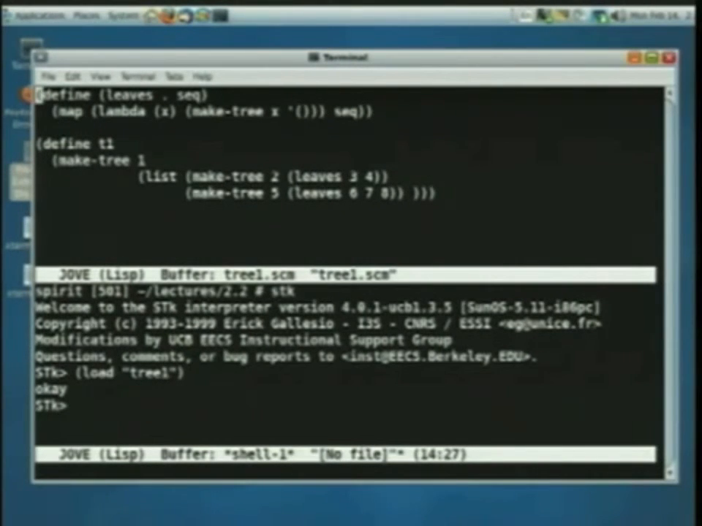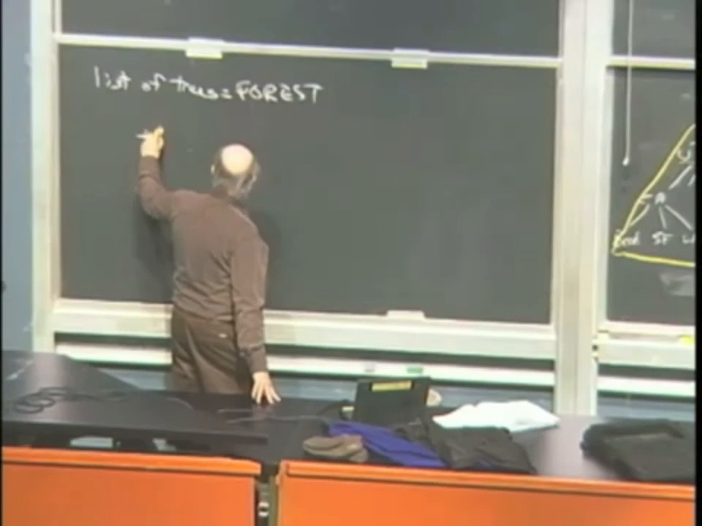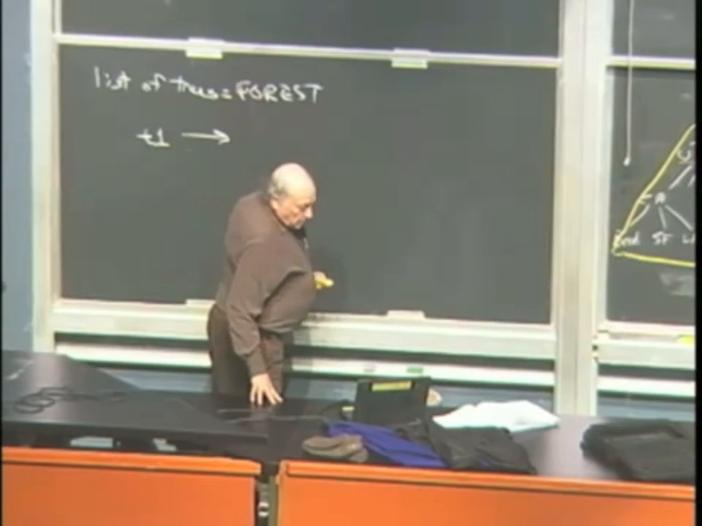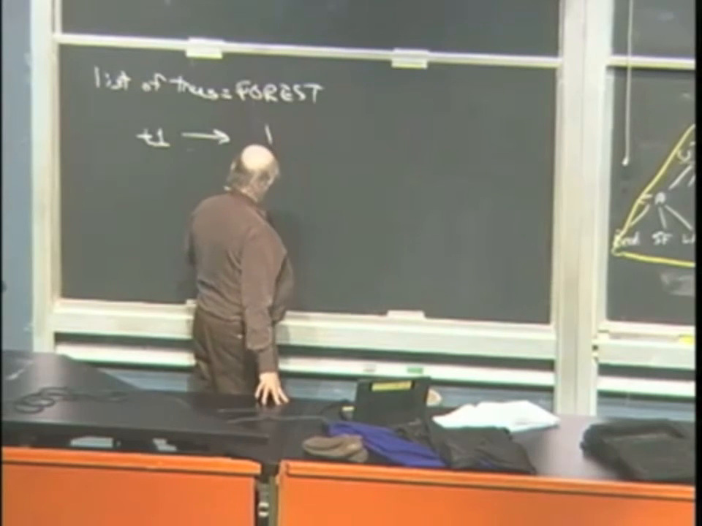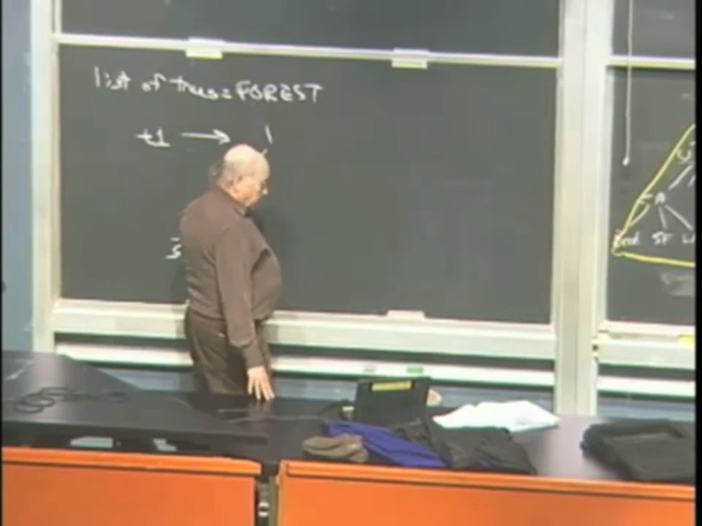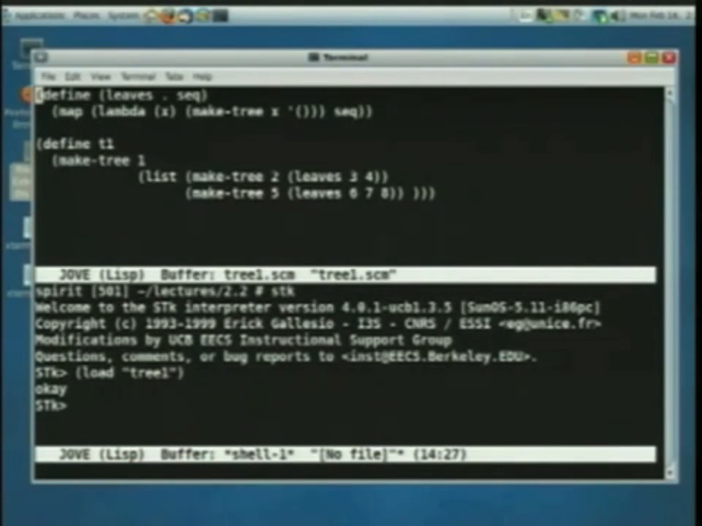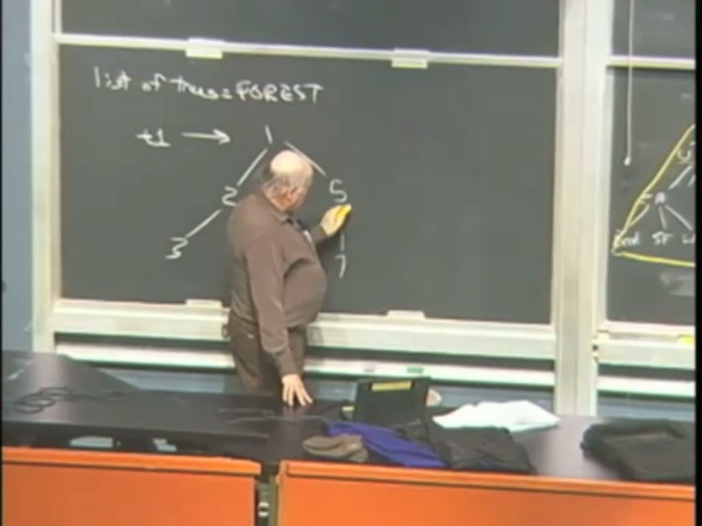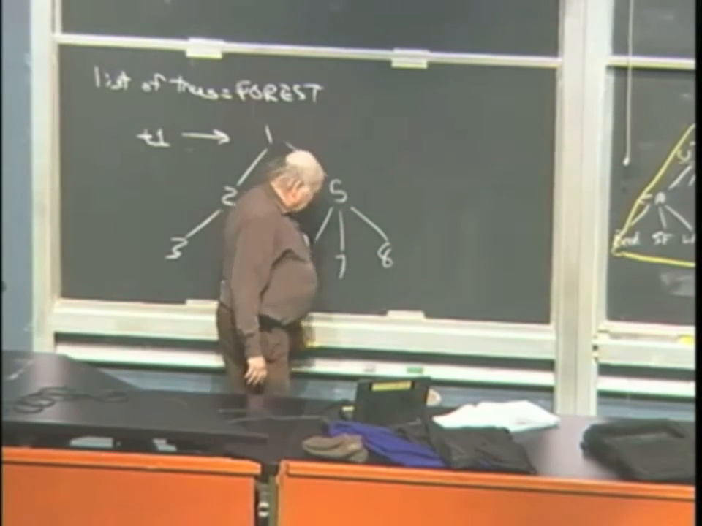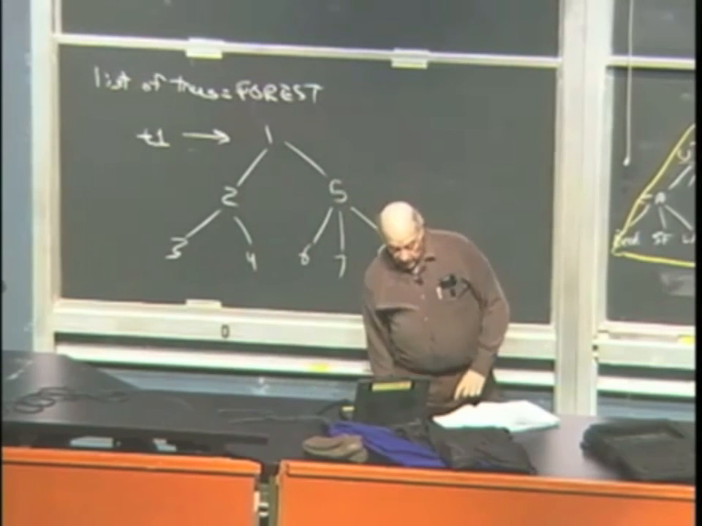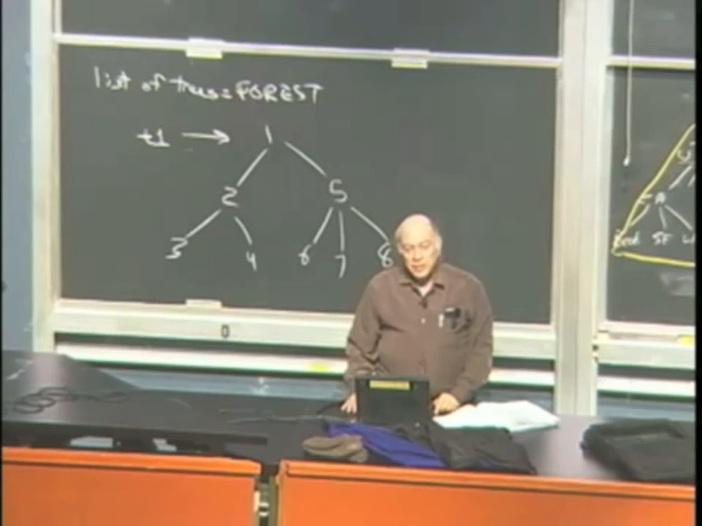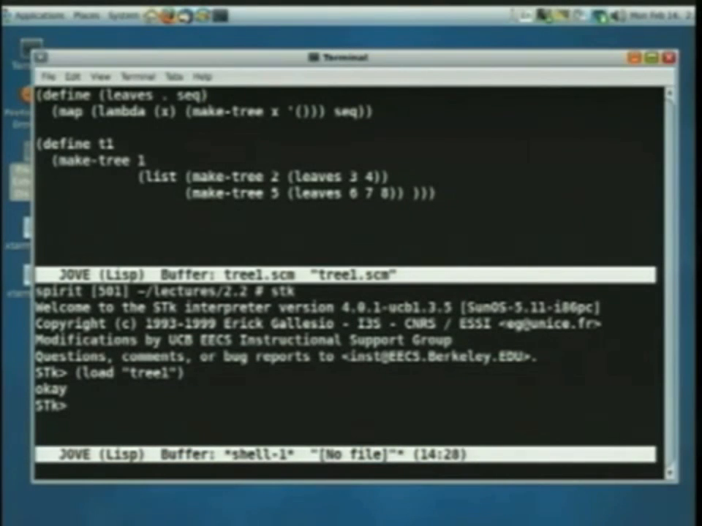So here's T1. One, two, three, four. Five, six, seven, eight. So this is the list, the tree T1. If I actually print it out in Scheme, it looks like that. But you're not supposed to worry about what it looks like.